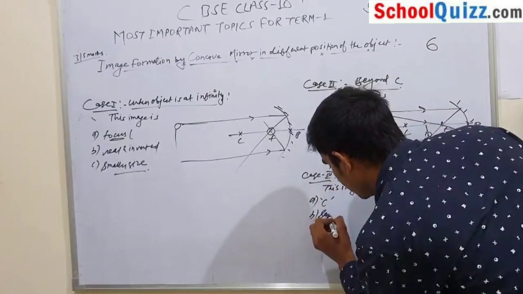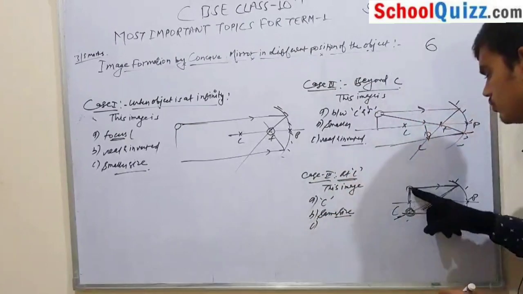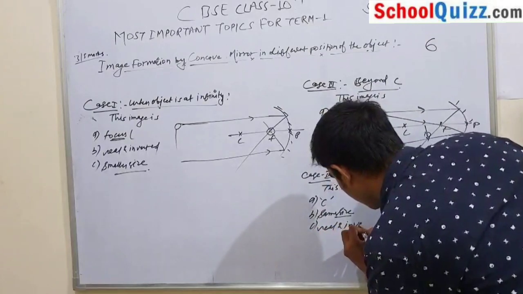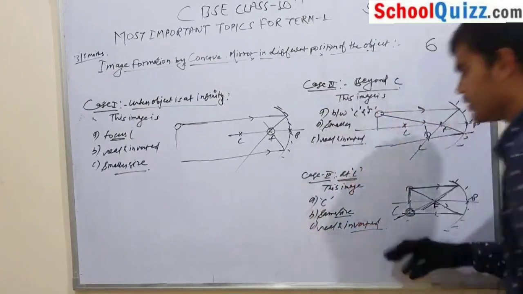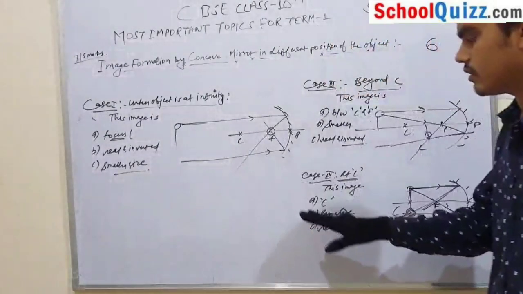Second, the image is the same size as the object, and what is the nature? That is real and inverted. This is our third case. Now we are moving to our fourth case. Please take a screenshot of this.